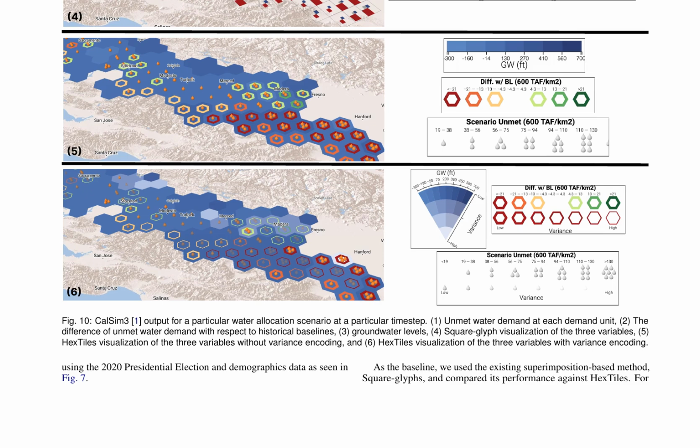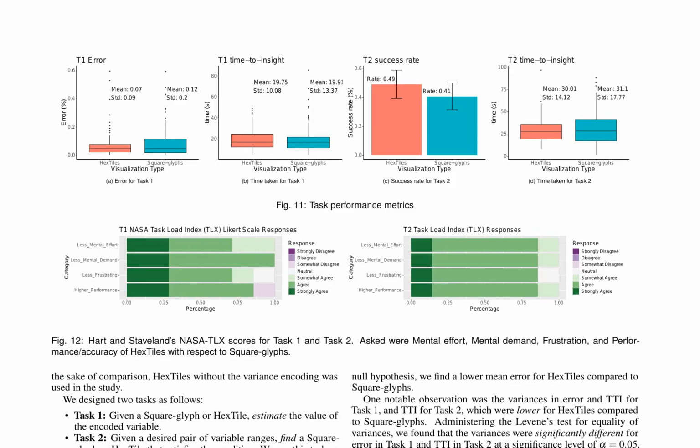However, the study failed to reject the null hypothesis for all 4 hypotheses tested at a significance level of alpha equals 0.05, indicating no statistically significant differences between HexTiles and square glyphs in terms of error rates, time to insight, and success rates. Qualitative feedback from participants reveals that they found HexTiles easier to interpret than square glyphs due to the use of color over size.